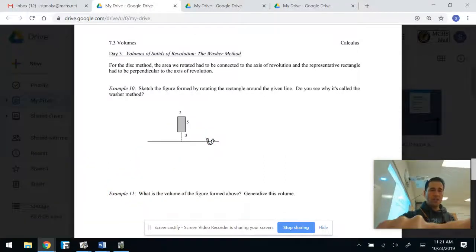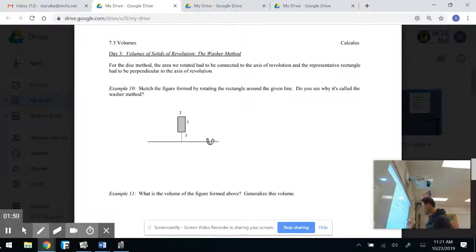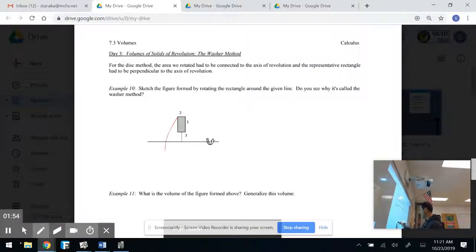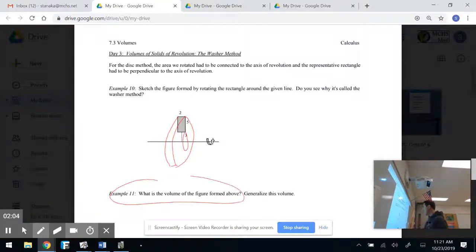All right, so you know what? Let's show you again. All right, so how do we draw that? Let's see if I can do an even better job. Snap. Sweet. All right, now how would I find the volume of that object up there?